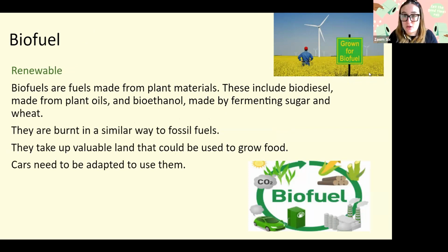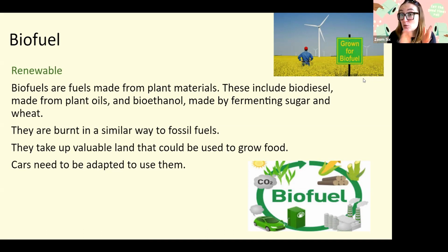So biofuels, okay? Biofuels are fuels that are made from plant materials. Bio means living things and fuel powers something, okay? So they're a fuel made from plant materials. And there are lots of different types of biofuels. You've got something called biodiesel, which is made from plant oils. You've got bioethanol, which is made from fermenting sugar and wheat. It's like a byproduct, so it's quite useful to be able to use it. And they're burned in a similar way to fossil fuels. So you have the plant material and eventually you burn it to make energy, just like you would with your coal and your oil and your gas.